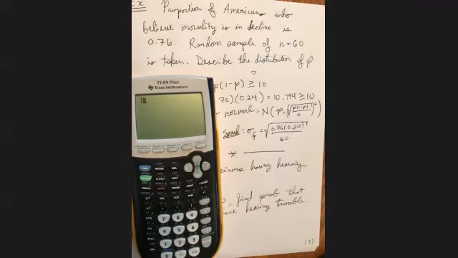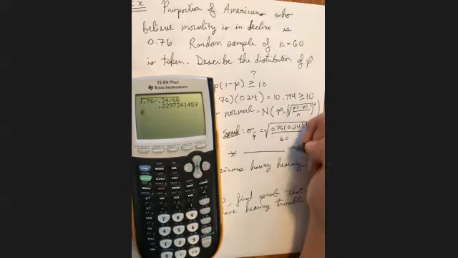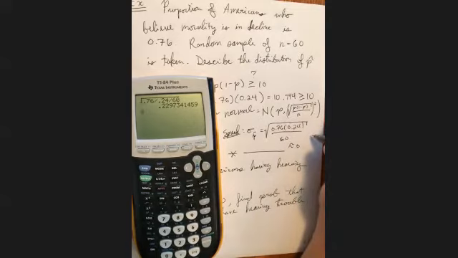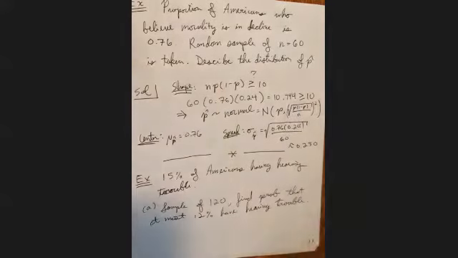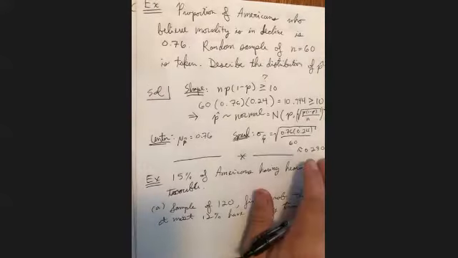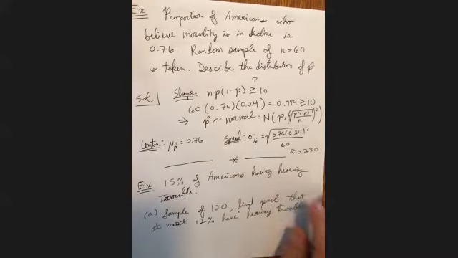Square root of 0.76 times 0.24 divided by 60. Oops. And we get a standard deviation approximately equal to 0.0551. Okay. So this describes in full all the important aspects of the distribution: its shape, its center, and its standard deviation. Okay.